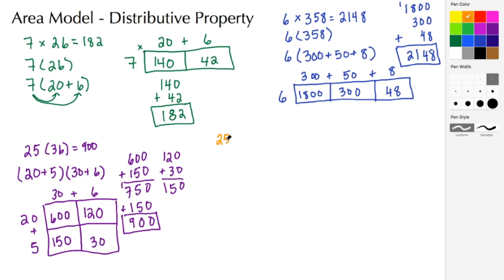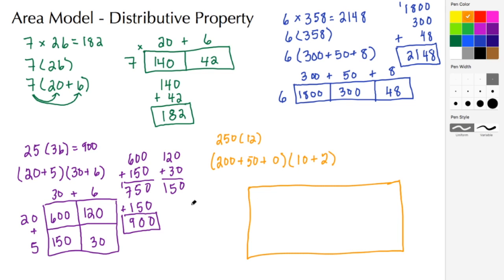So 250 times 12. All right, let's write 250 in expanded form, which is going to be 200 plus 50 plus 0. And then I'm going to multiply that times the expanded form of 12, which is 10. Whoops, let's fix this. Which is 10 plus 2. Now I need to have 3 rows and 2 columns. All right, and this rectangle has to have 3 rows.